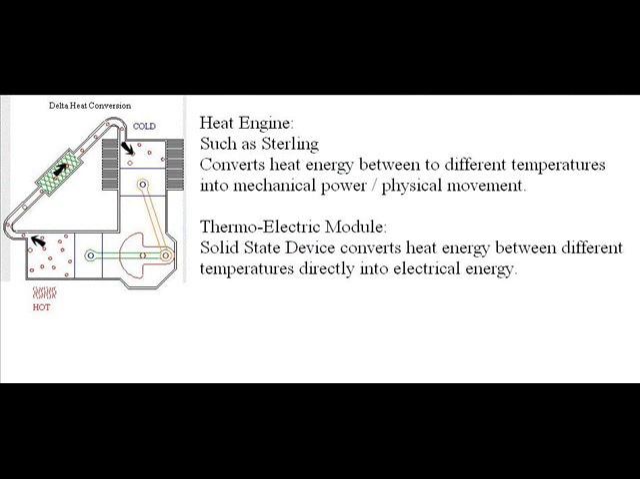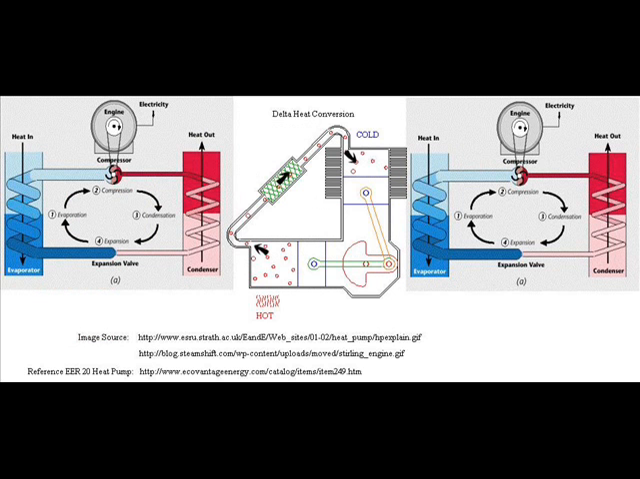Now that we have a temperature difference between that concentrated hot and cold area, we would need some way of converting that temperature difference into something useful. If we used a heat engine, like a Stirling engine, that would allow us to convert the temperature difference into mechanical motion. Or if we use a thermoelectric module, that would allow us to convert the temperature difference directly into electrical energy, depending upon what type of power output we would want.